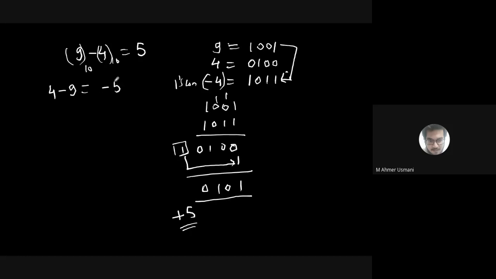It will be -5. Okay, both are decimal. Yeah, do the calculation. So क्या करेंगे? What is the value of 4? 4 is nothing but 0 1 0 0. What is 9? 9 is nothing but 1 0 0 1.